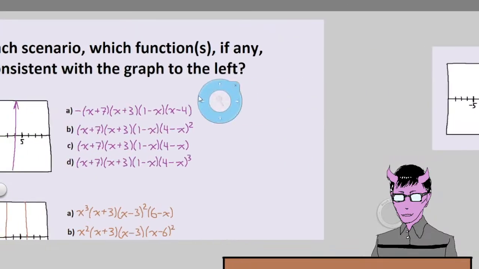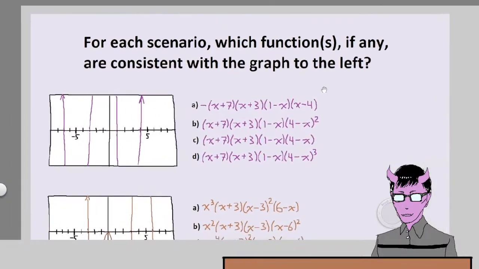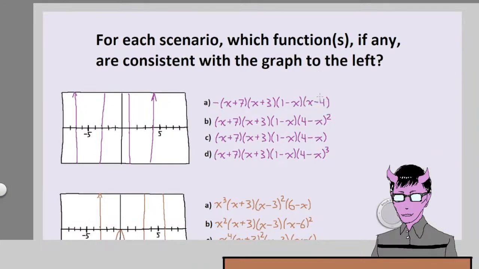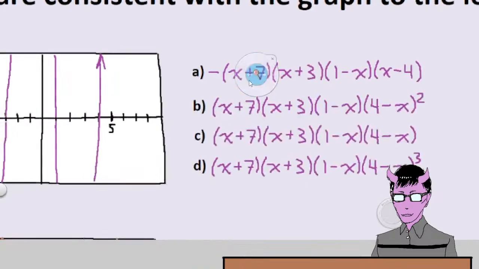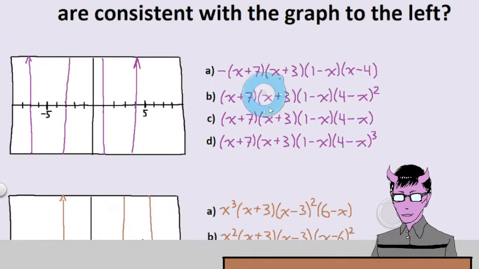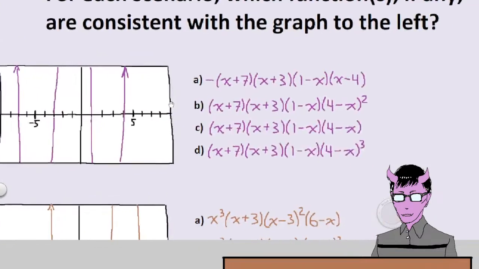Which means we can get started with these problems now. Enough of the review. We have, for each scenario, which functions, if any, are consistent with the graph to the left. Now be very careful, because the way this is written, this is parenthetical s, so there might be more than one function. And then this one tells us that there might be no functions that are consistent. So let's go over this one just to see the flow of the problem. Let's start off with the easiest one, of course.